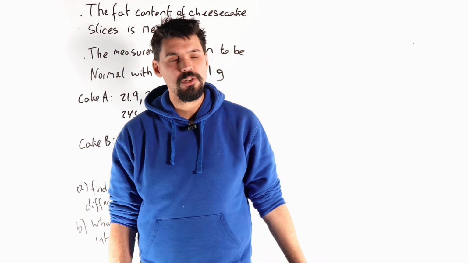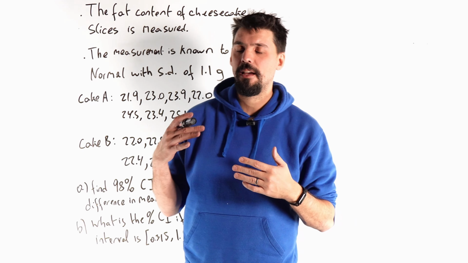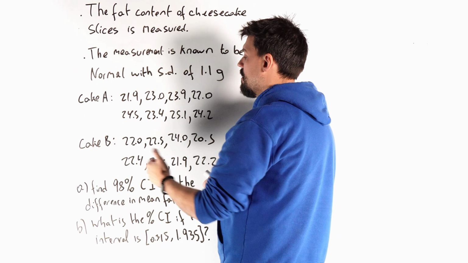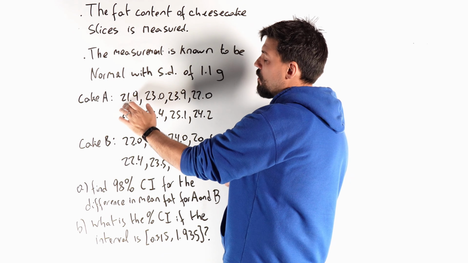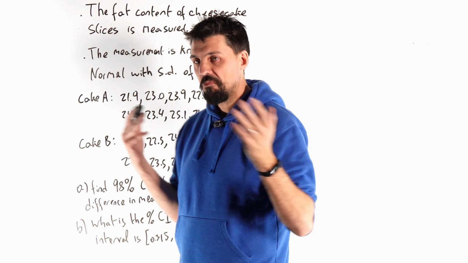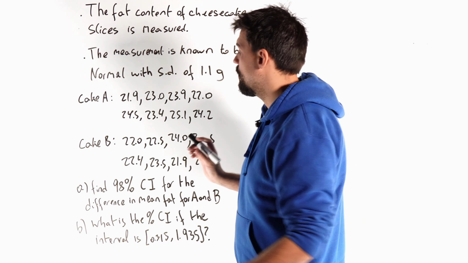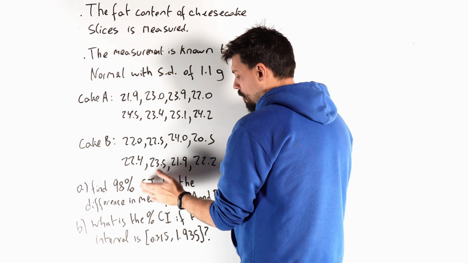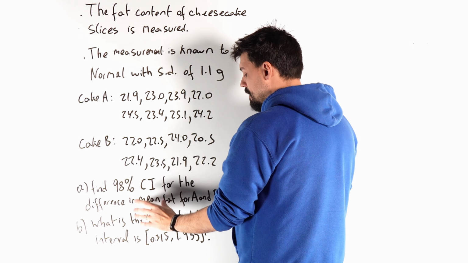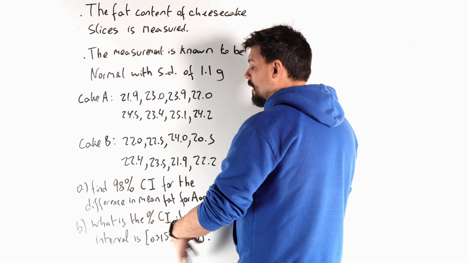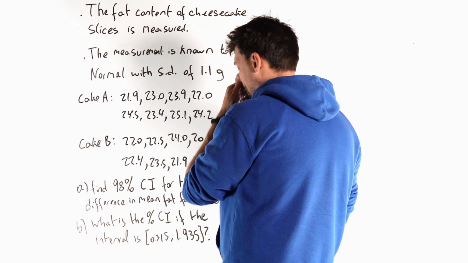I think in the original question, they go on and tell us that the cake slices are 100 grams. All right, so each cake slice is 100 grams, and this one has 21.9 grams of fat out of 100 grams, etc. Okay, fine, just for context. Now, our job here is to find a 98% confidence interval for the difference in mean fat content between cake A and cake B, and then we're going to play around a little bit in part B.